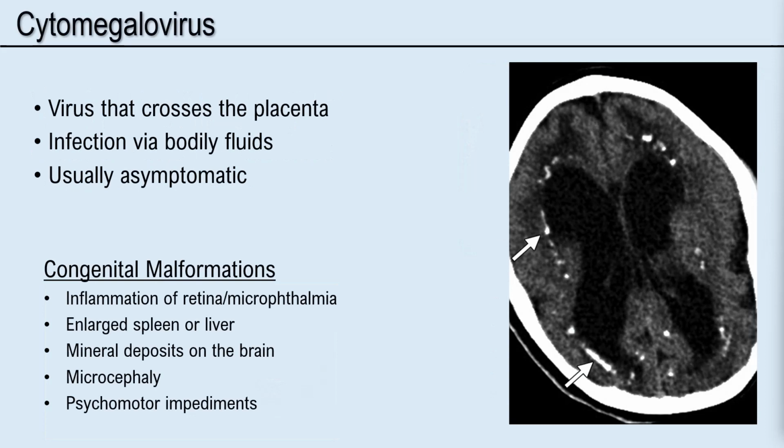Cytomegalovirus is one of the herpes family of viruses, and it is fairly common in the population. It is usually asymptomatic or disguised as a mild viral infection, like a mild case of the flu. Again, with this infectious teratogen, we see eye defects like retinal inflammation and microphthalmia, enlarged liver and spleen, and central nervous system defects. This image on the right shows the CT scan of the mineral deposits in the brain that we often see in infants born having contracted the cytomegalovirus in utero.